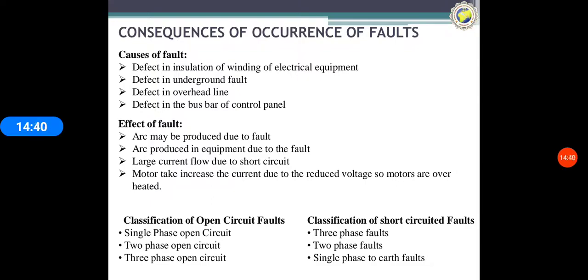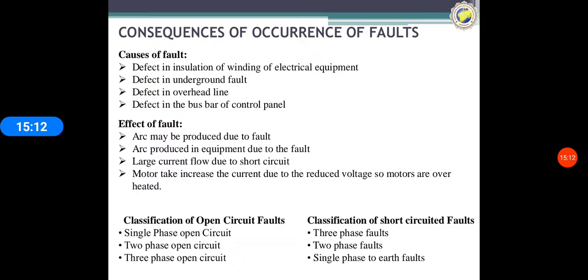The next one is a defect in underground cable. In an underground cable, a fault can occur due to a surge voltage, as discussed above. It means that if there is a defect in the underground cable, a fault will occur.